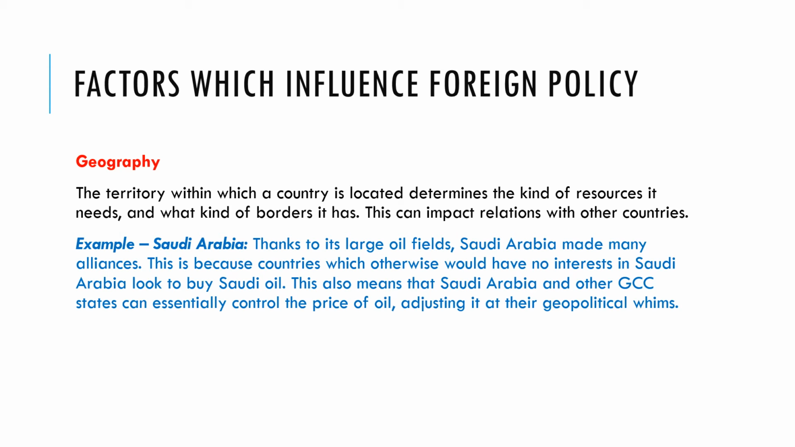So the territory within which a country is located determines the kind of resources it needs and what kind of borders it has. This has an impact on the relations with other states. For example, thanks to its large oil fields, Saudi Arabia made many alliances. This is because countries, which otherwise would have no interest in Saudi Arabia, look to buy Saudi oil. This also means that Saudi Arabia and other GCC states can essentially control the price of the oil, adjusting it to their geopolitical wishes.